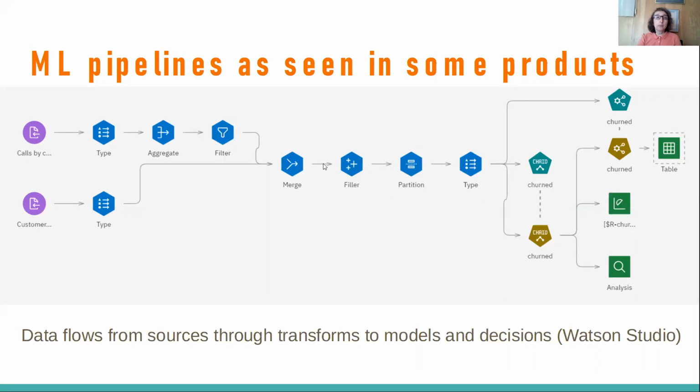In this picture, you can see those purple circles are the data sources, and then the blue hexagonals represent various transformations of the data and merging of those different data sources together. And then in the pentagons, there are models that are built. And once the models are built, you get those model nuggets, which are kind of yellowish. And then using those model nuggets, you can get predictions for new cases. So here the data flows from sources through transformations to models and decisions.